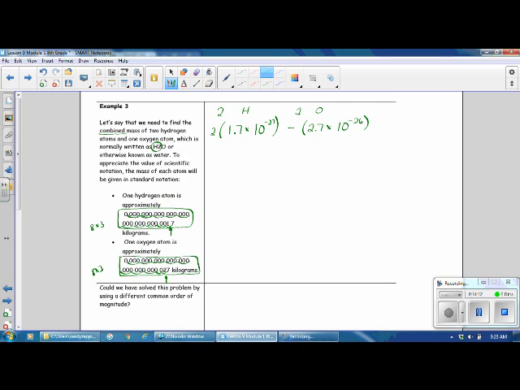Now we have 2 hydrogen atoms, so we need to multiply 2 times 1.7, which is 3.4, times 10 to the negative 27. And you can double check this calculation on your calculator to make sure that it is correct. Plus 2.7 times 10 to the negative 26. In order to do this calculation, your order of magnitude needs to be the same, and it is not right now. So what I want to do is rewrite this number using the same order of magnitude. I'm going to use the larger, which is negative 26.